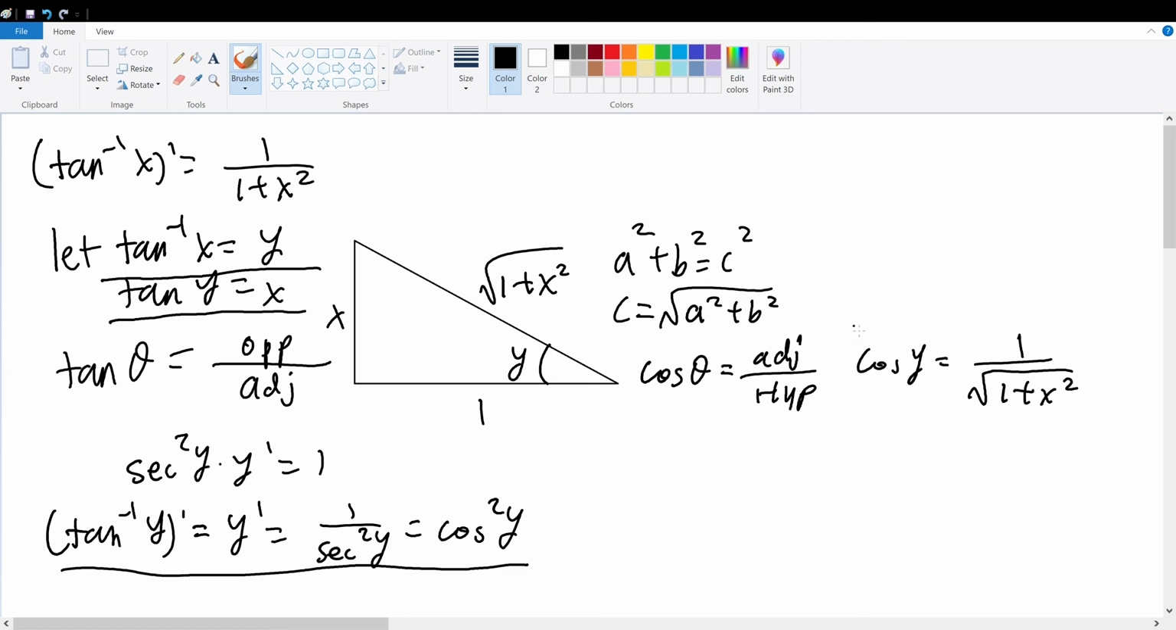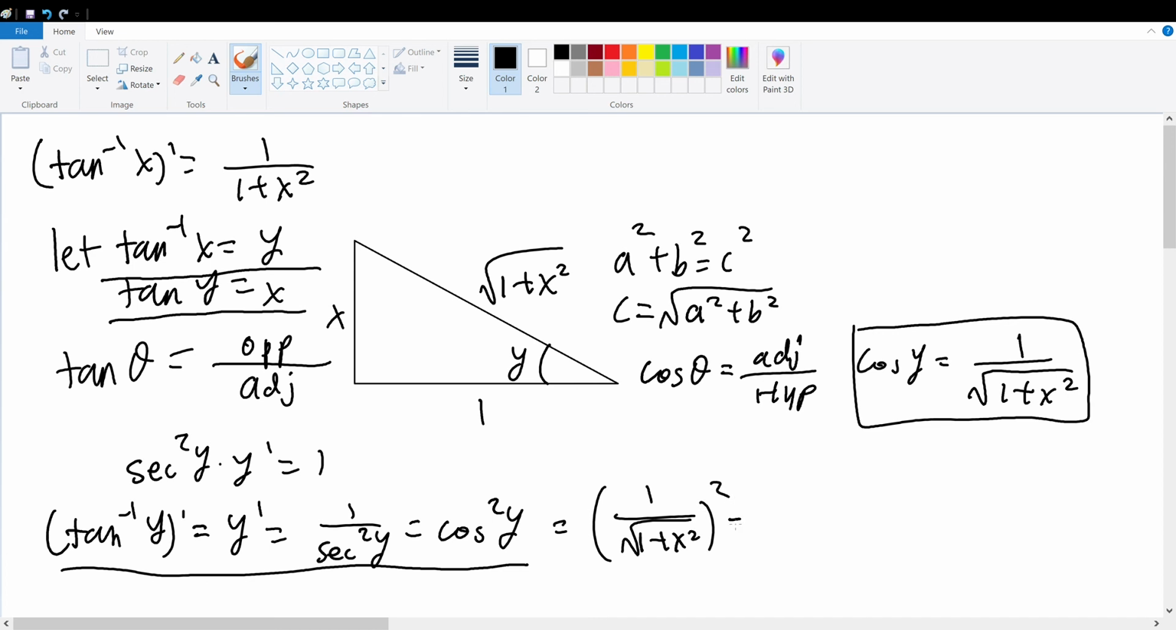Hence, we can substitute cosine of y's value into cosine squared of y to obtain the square of 1 over the square root of 1 plus x squared. Then this can be evaluated to 1 over 1 plus x squared, hence proving that the derivative for the inverse of tangent function is equal to 1 over 1 plus x squared.